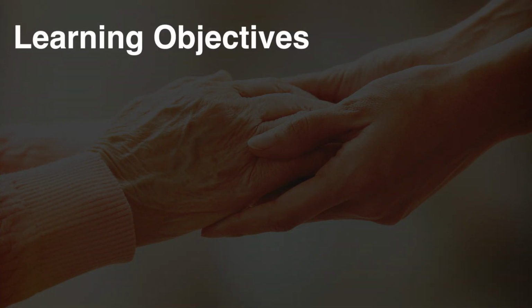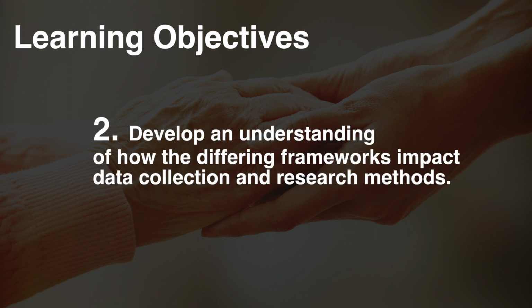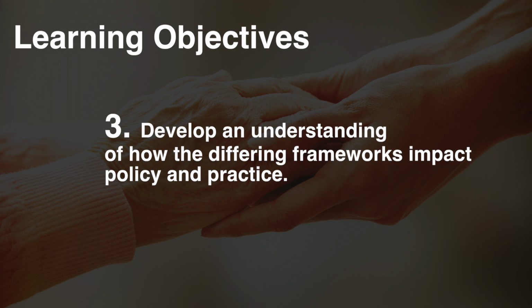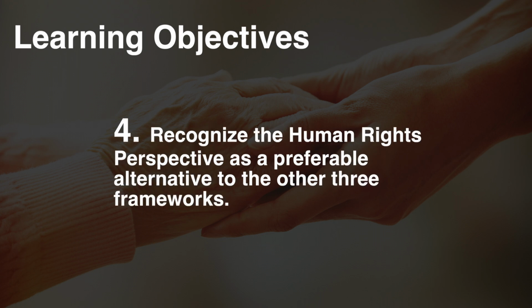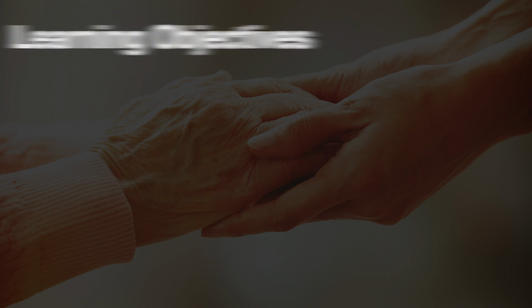This module contains 5 learning objectives. 1. Identify how the differing definitions within each framework are limited in their ability to adequately capture the extent and nature of violence against older women. 2. Develop an understanding of how the differing frameworks impact data collection and research methods. 3. Develop an understanding of how the differing frameworks impact policy and practice. 4. Recognize the human rights perspective as a preferable alternative to the other 3 frameworks. 5. Identify recommendations for addressing violence against older women moving forward.